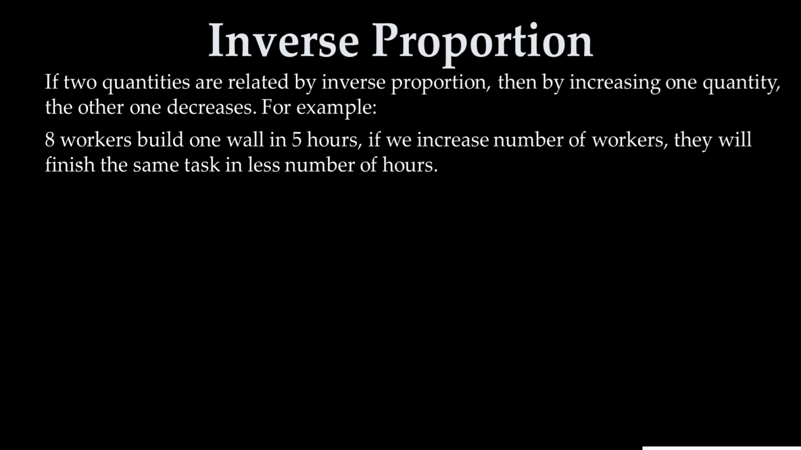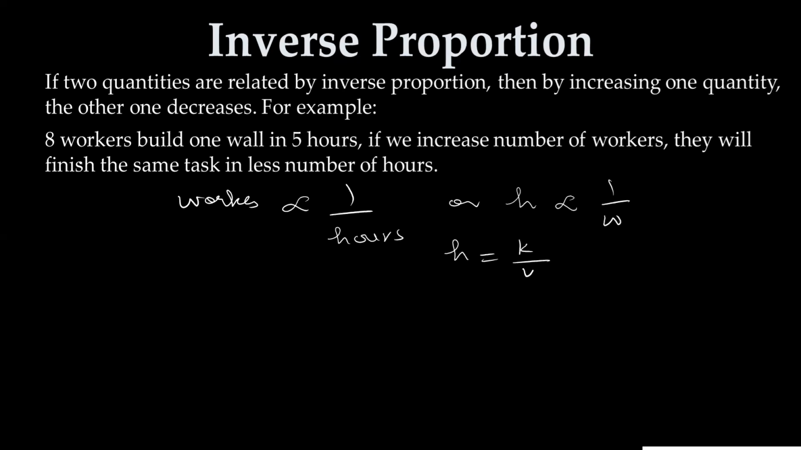Then we write workers are inversely proportional to hours taken. Or we can say that hours are inversely proportional to workers. So to make them equal to a constant number, we make it H equals K upon W, or we can say W equals K upon H.